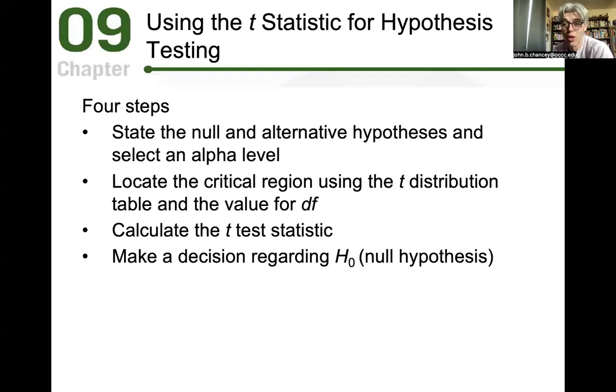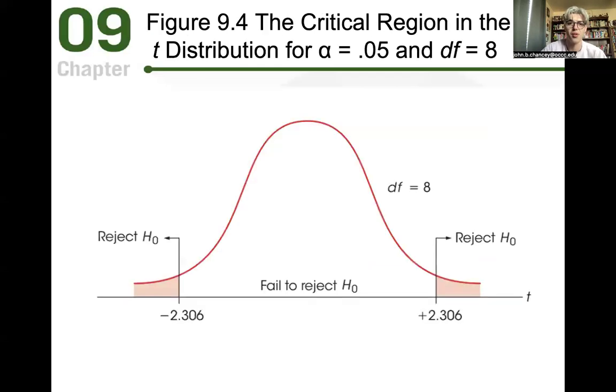You're going to locate the critical region using the t distribution table and value for degrees of freedom. So again, if you're taking this class through Moodle, you can go into the class section and you should be able to find a section for tables and charts that you can download, or you can just Google t distribution table and you'll probably find exactly what we're using. Either way, you can find it. You're going to calculate the t statistic using that formula provided and then make a decision regarding the null hypothesis. Do we reject the null hypothesis or do we fail to reject the null hypothesis?